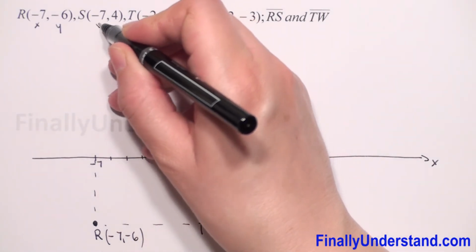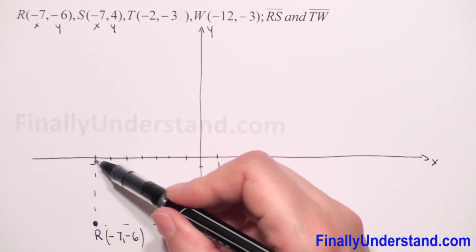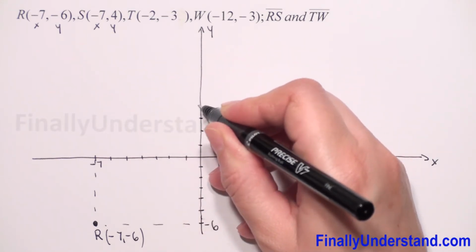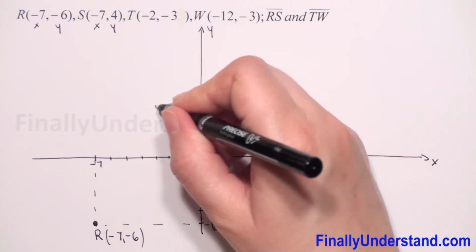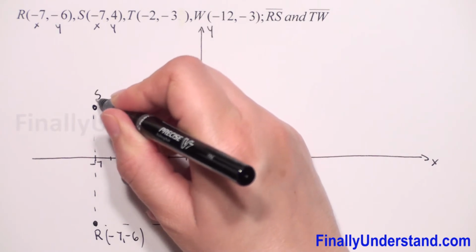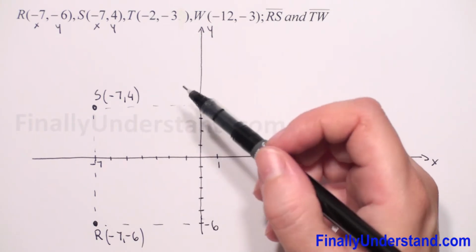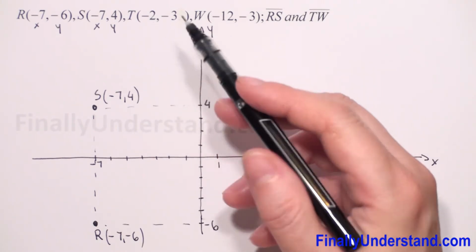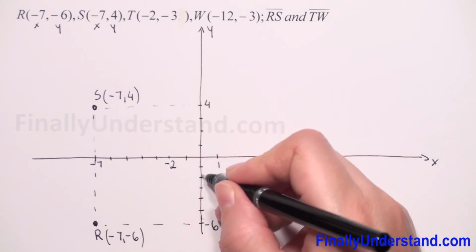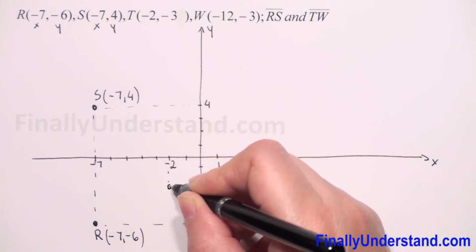Next we have S. The first coordinate is X, the second is Y always, so X is -7 again, and we have 4 for Y: 1, 2, 3, 4. So this is approximately here. This is our S, -7, 4. Next we have point -2, -3. So -1, -2, and for Y 1, 2, 3. This is our T.